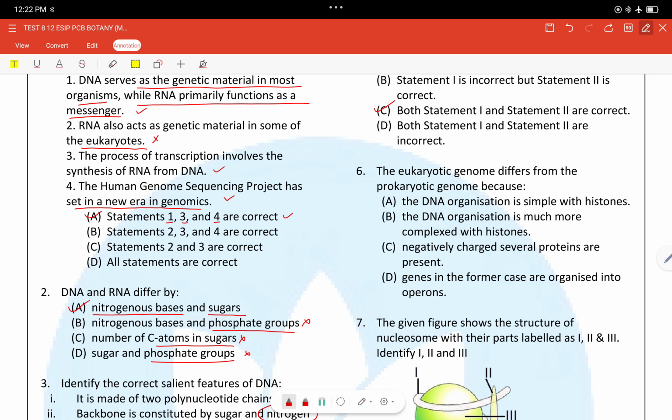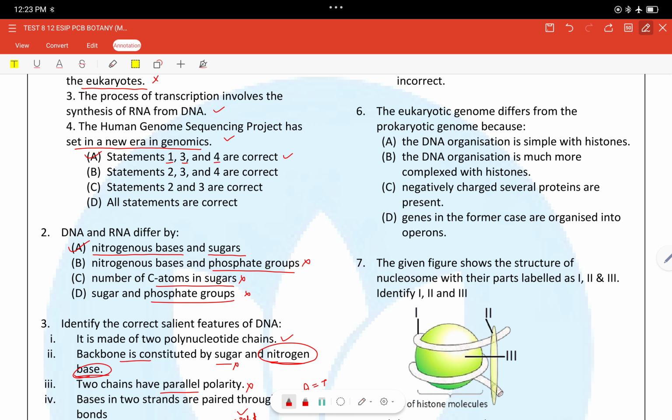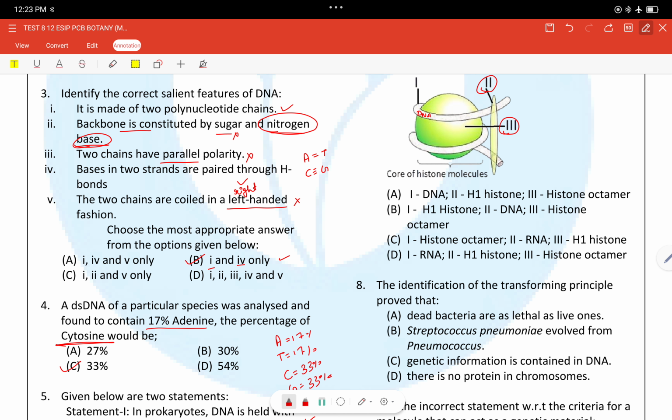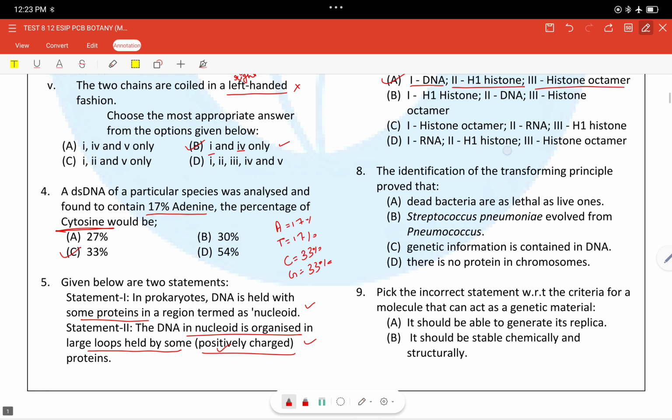Next question, the eukaryotic genome differs from prokaryotic genome. If we consider the difference between eukaryotic and prokaryotic DNA, then the DNA organization is much more complex with histone proteins in eukaryotes, while in prokaryotes it is not that complex. So answer is B. Next is the diagram of nucleosome. So 1 is, this structure is DNA. This is histone octamer. So 3 will be histone octamer and 2 is H1 protein. So the answer is A. 1 is DNA, 2 is H1 histone and 3 is histone octamer.